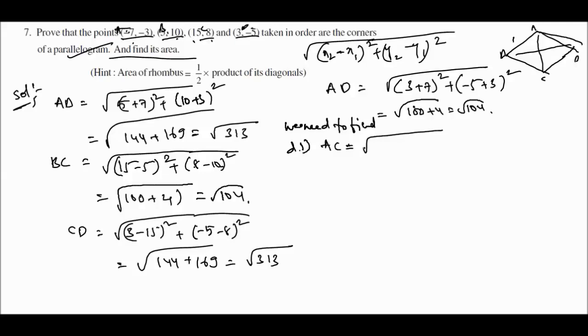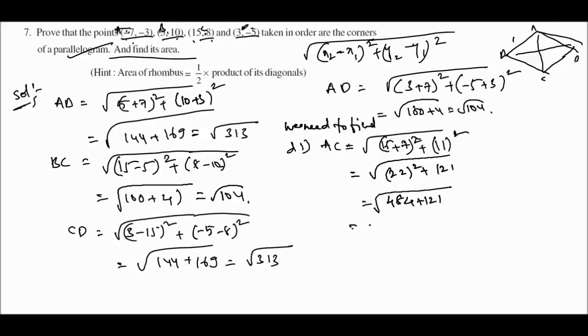Diagonal one. So AC is equal to A and C: (15 plus 7) whole square plus (8 plus 3) whole square, under root of 22 square plus 11 square. 22 square is 484, 484 plus 121 under root, which comes to 605.